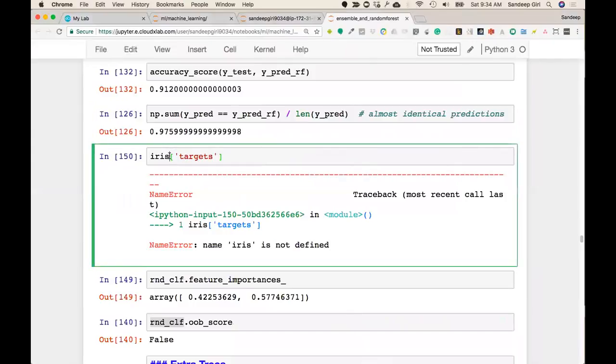This is right, right? No. Oh, iris is not defined. Okay, no worries. So we'll just take a look at it.